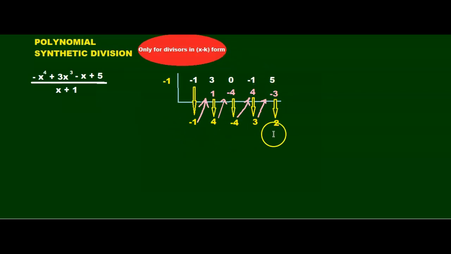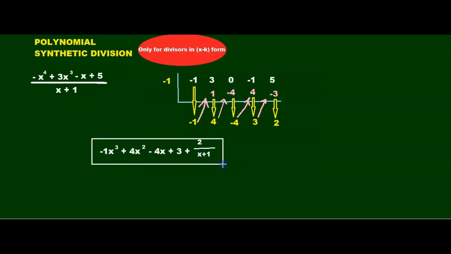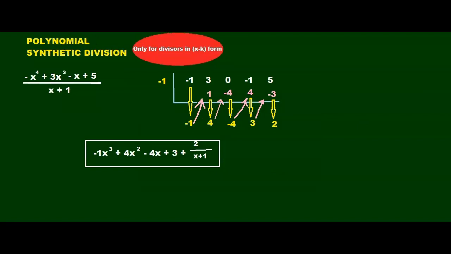So now I got all my coefficients and my remainder of 2. So what I'm left with is negative 1x. Now my x to the 4 now becomes x cubed plus 4x squared minus 4x plus 3. And your 2 here is your remainder. So plus 2 over your divisor, which is x plus 1. And that is your final answer. So this concludes my video on polynomial synthetic division.